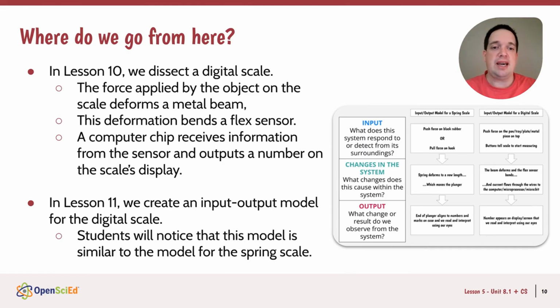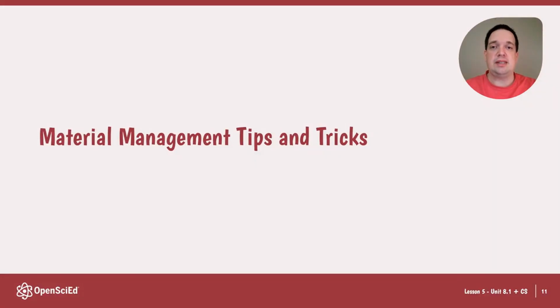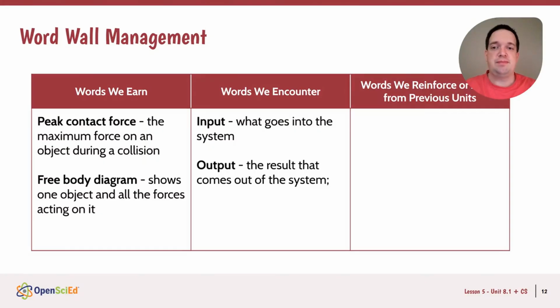In lesson 11, we add another column to our input-output model, and students are going to be able to see that how it works kind of mirrors how the spring scale works. So it makes it a lot easier to understand, assuming that we've done a good job in lesson 5, which is why it's so critical in this lesson to focus on the input-output model and to make sure kids understand how it works. All right, let's take a look at materials here.